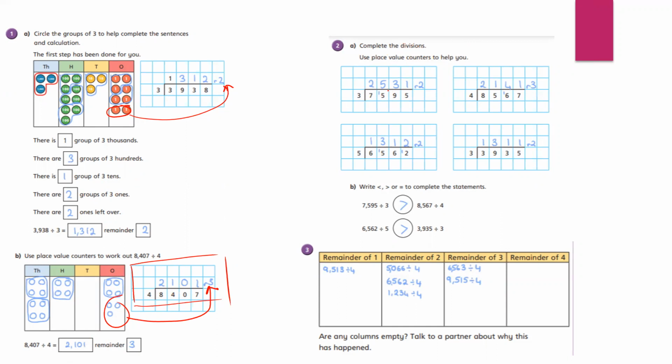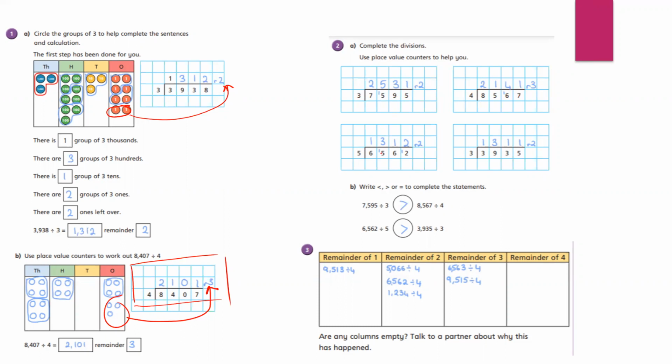Then we've got complete the divisions, use place counters to help you if you need to. If not, you can just use our 3 into 7 goes 2 with 1 left over. 3 into 15 goes 5 times, nothing carried over. 3 into 9 goes 3 times, nothing left over. 3 into 5 goes once with 2 left over. 4 goes into 8 twice. 4 goes into 5 once with 1 left over. 4 goes into 16 4 times, no left over. 4 goes into 7 once with 3 left over.